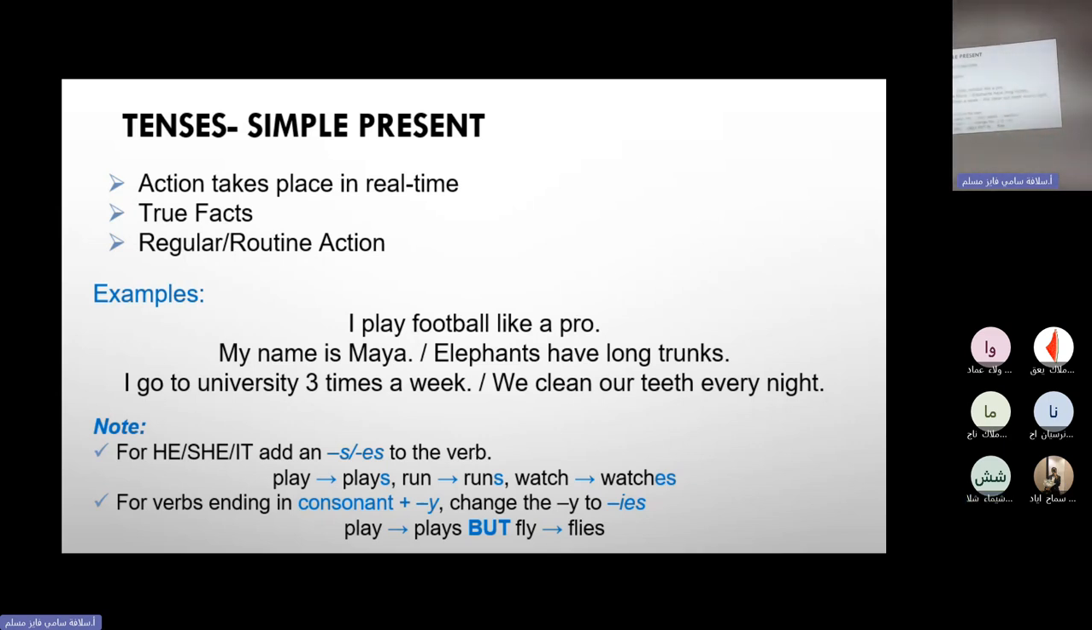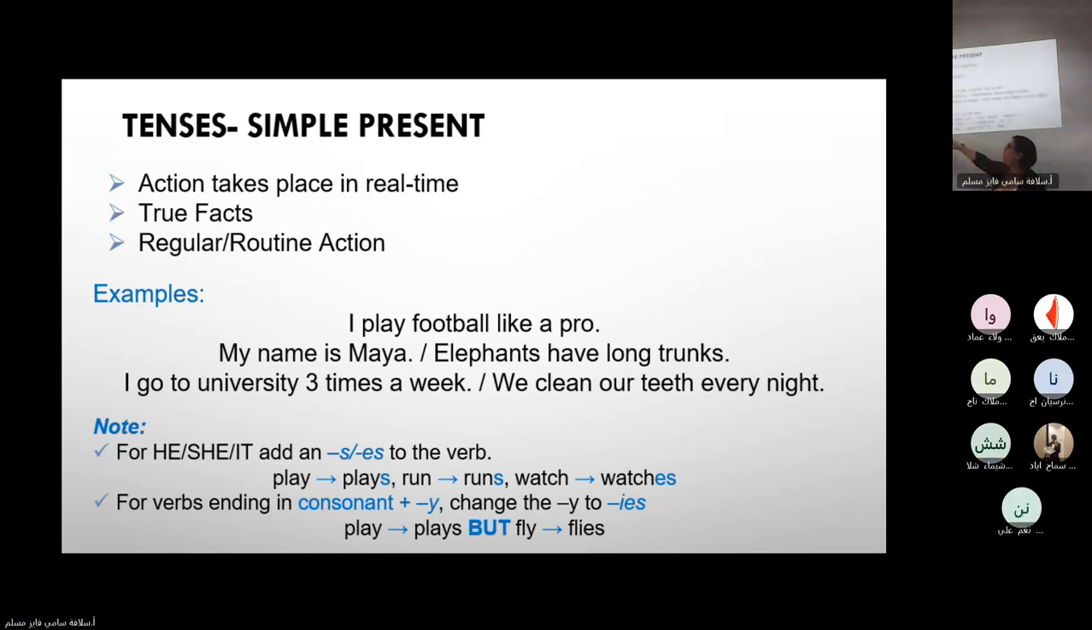Okay? Note, for he, she, and it, which is the third person pronoun, we should write an S or an ES on the verb, like play, plays, run, runs, watch, watches. Depending على نهاية الفعل الأصلي يا بنحط S يا بنحط ES.